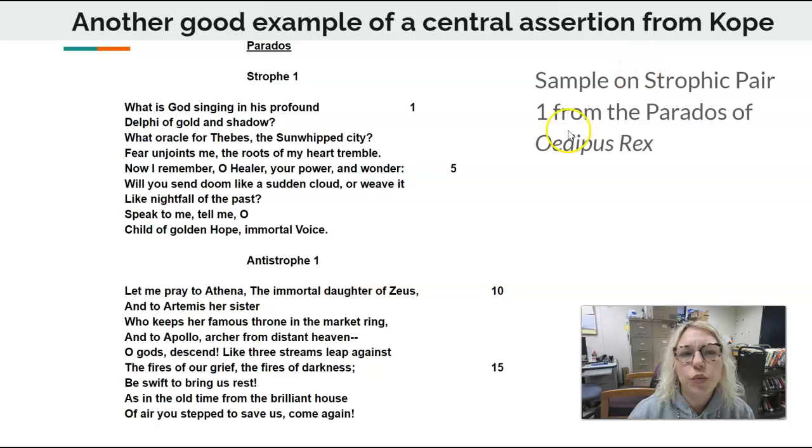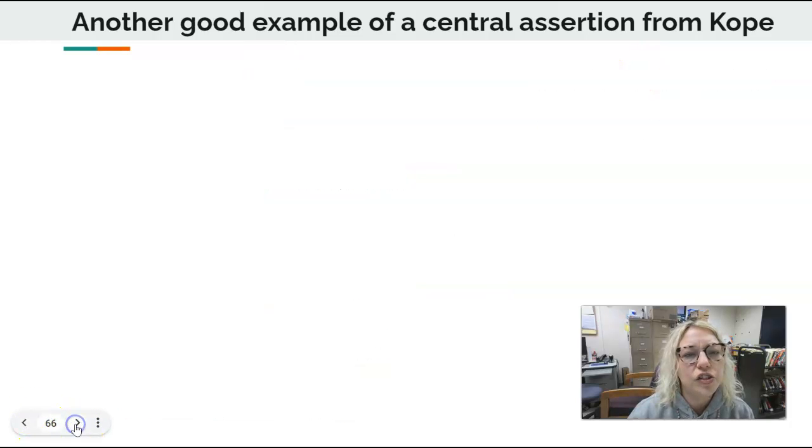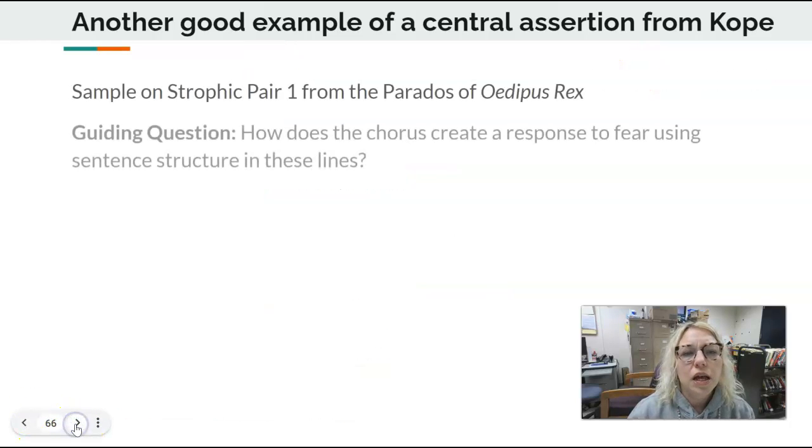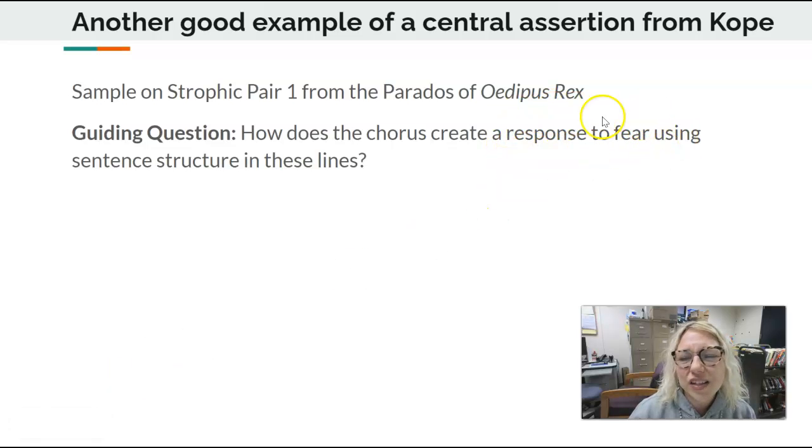Okay, so let's take a look at this one. The guiding question is, how does the chorus create a response to fear using sentence structure in these lines? So a response to fear is kind of the effect or meaning or theme, and the sentence structure is the authorial choice or aspect of technical form.